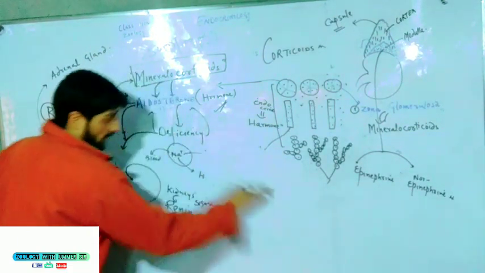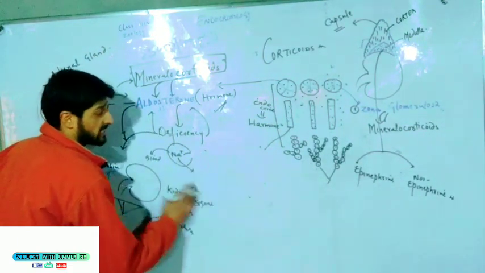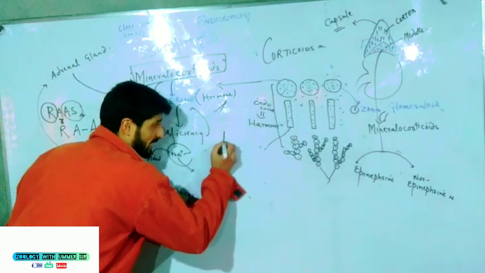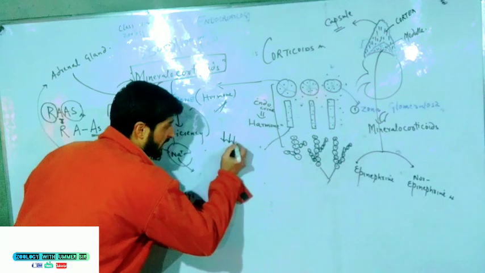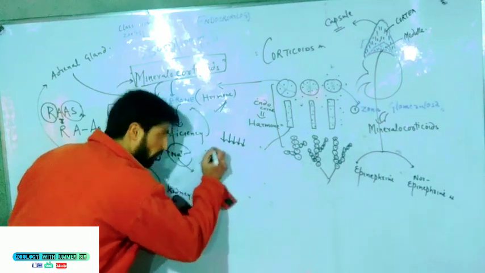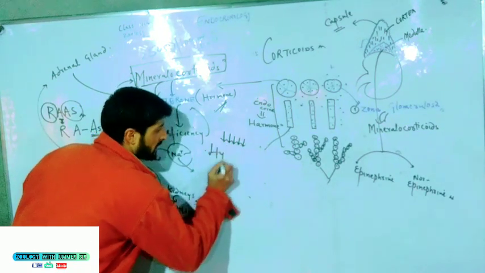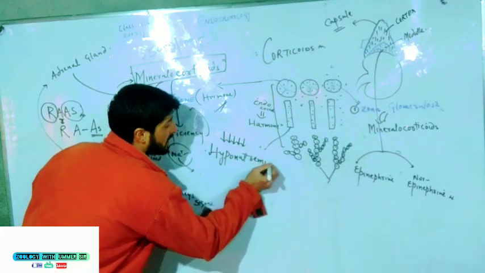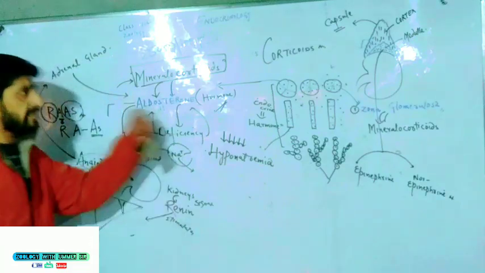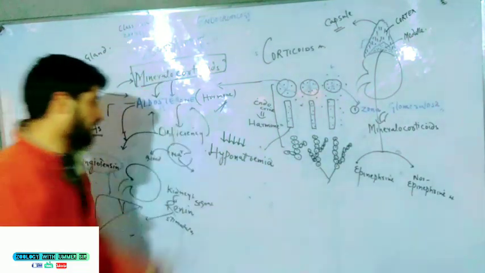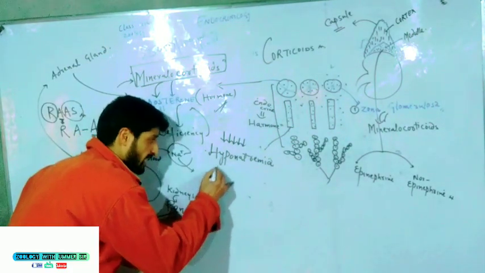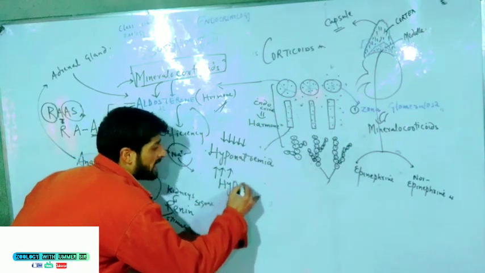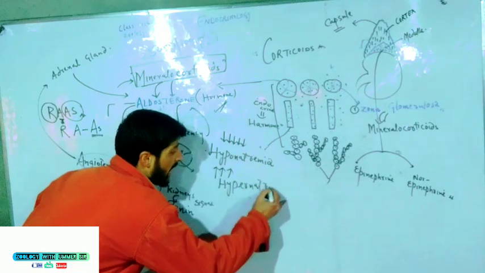And one more point that you should memorize is that if the sodium level decreases in our blood, we call this hyponatremia. And if the sodium level increases beyond the normal permissible limits, then I should call it hypernatremia.